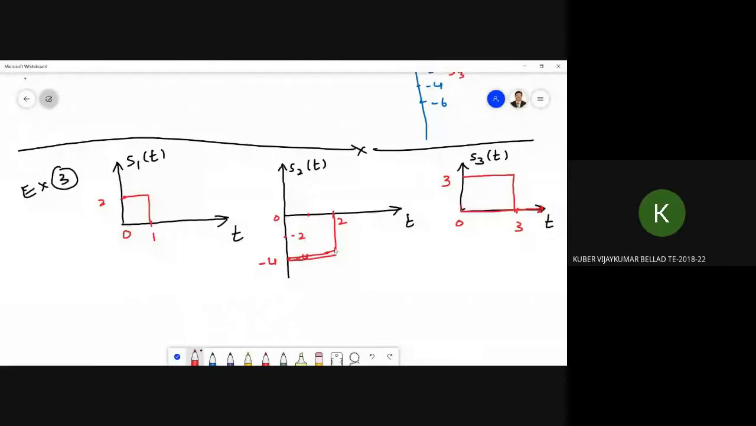You have to find out up to phi 3 of t. Okay, sir. So you will get three basis functions for this given problem.